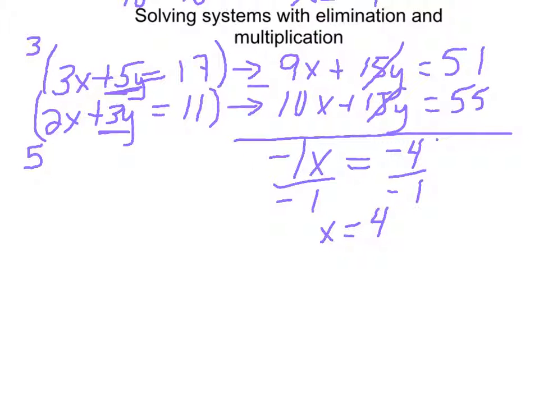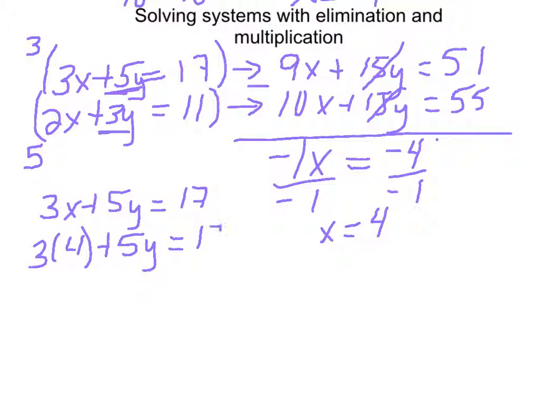I need a y value because every solution to a system is an ordered pair. So I will choose this top equation, 3x plus 5y equals 17. My x is 4, so now I plug that in. And then I just solve for y. 3 times 4 is 12. Here we end up with your basic two-step algebraic equation to solve.